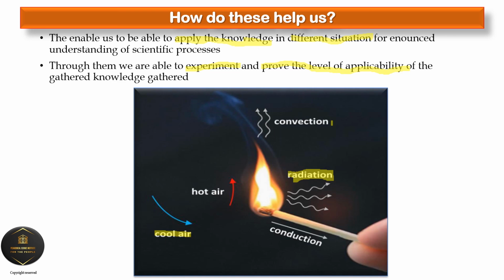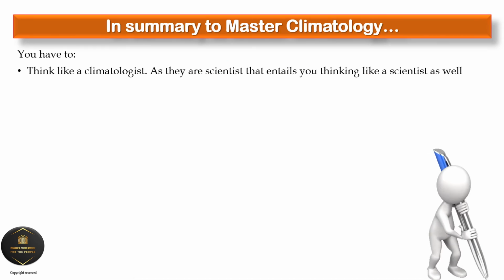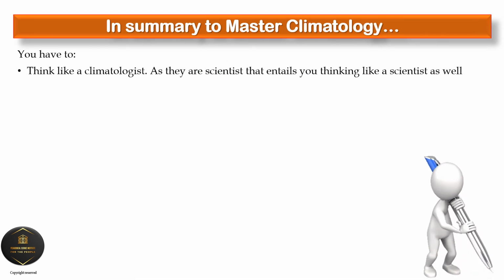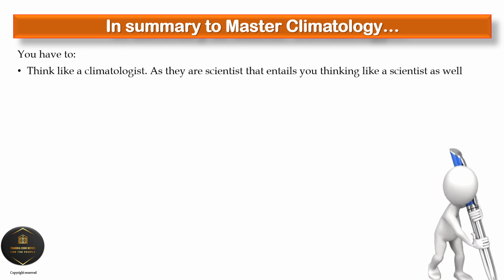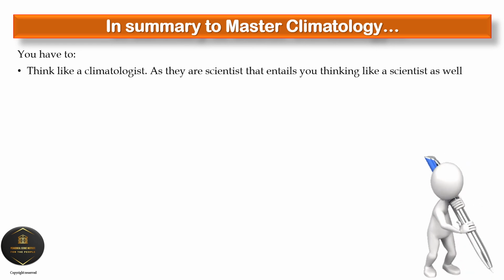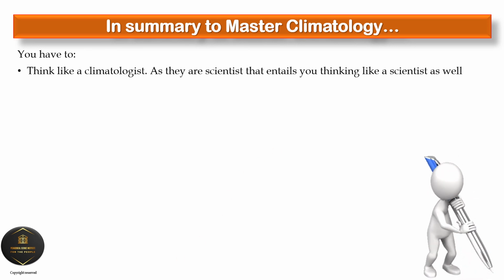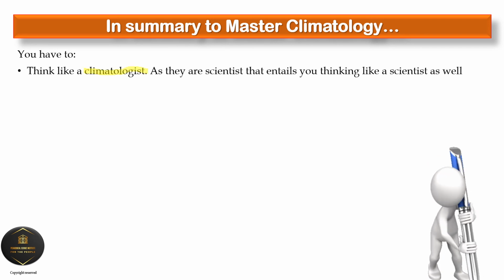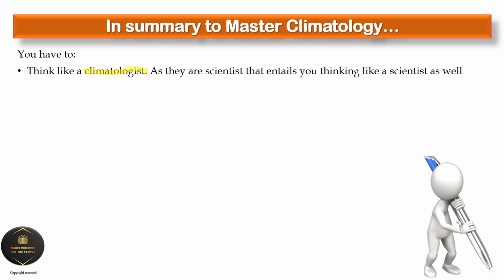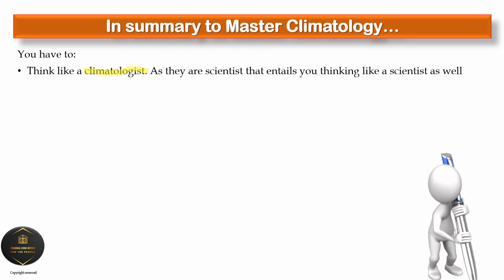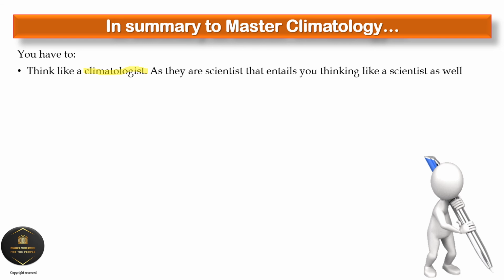These scientific process skills, they assist us to master science, master the thinking behind science. So very important for you to understand. Now, let's summarize then. So in summary, to master climatology, you need to think like a climatologist. That's the first rule. You need to think like a climatologist. And as we said, climatologists are scientists, right? So you thinking like a climatologist entails you thinking like a scientist. So it means you are scientists as you are doing this topic.